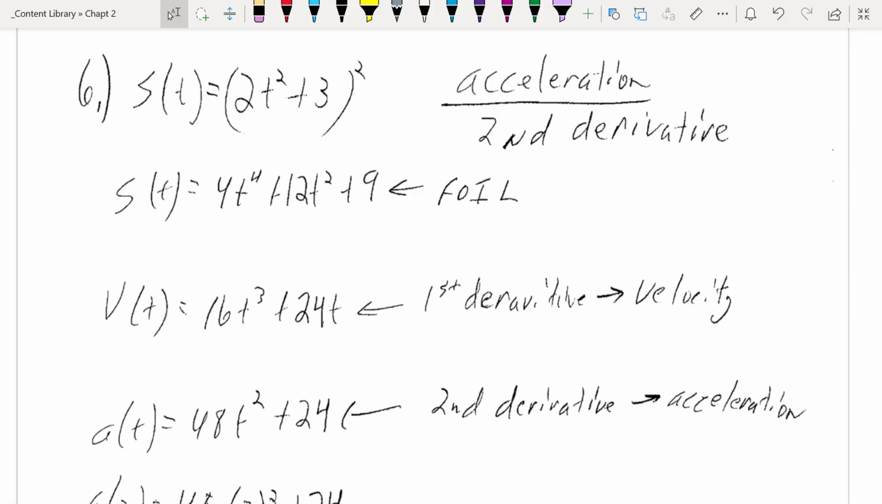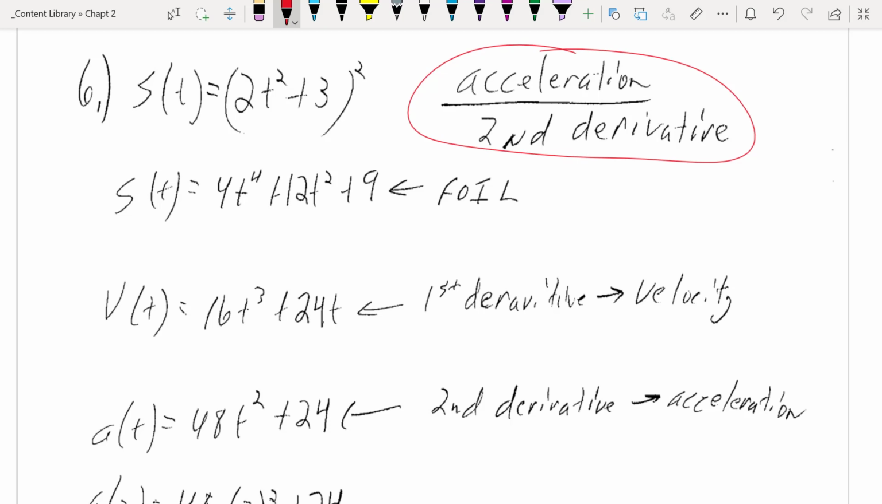Okay, on number 6, it says the position equation for the movement of a particle is given by S of t equals (2t squared plus 3) all to the second power, where S is measured in feet and t is measured in seconds. Find the acceleration of this particle at 2 seconds. Remember, acceleration is your second derivative.